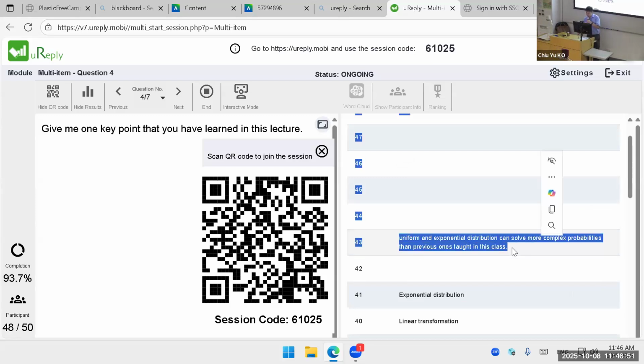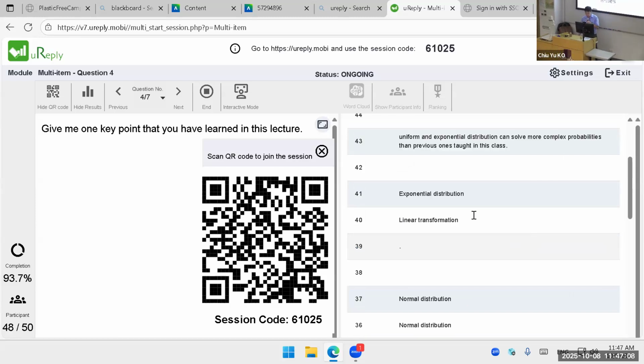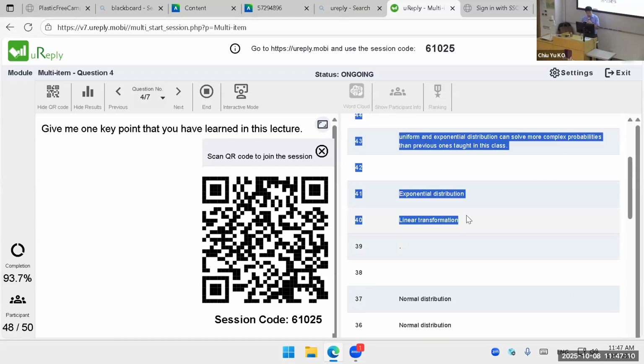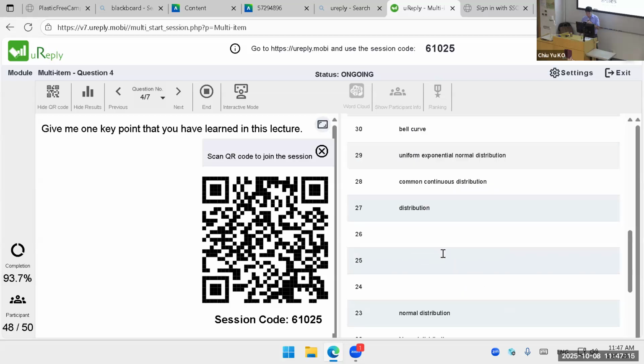Uniform and exponential are pretty useful, right? Because with exponential you model the time to arrive. But Poisson itself is very useful already, right? Poisson models how people arrive. Hypergeometric and binomial also model how many items are successful, how many items you got. So it's very useful. Linear transformation, I didn't talk about that yet. And normal, we talked about that as well. The bell curve, yeah, that's very important.